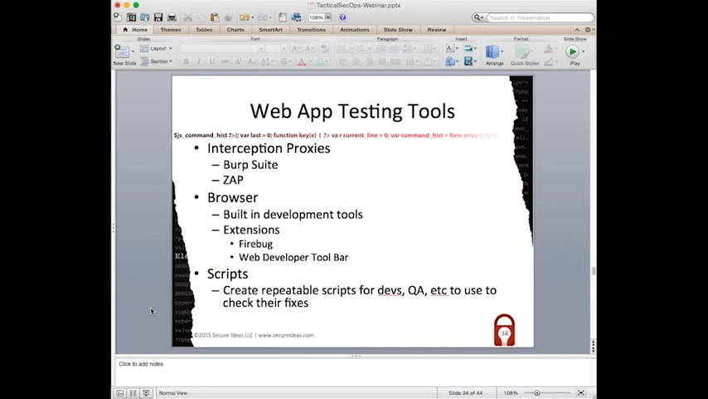Browser extensions are extremely handy. I love using Firebug, particularly if I'm interacting with some site that has an API. I can just jump over into Firebug and watch the interaction with the API in the background. Web Developer toolbar for Firefox is always great. And nothing like going in and editing your cookie values in your browser, changing it, and then becoming somebody else in the system.